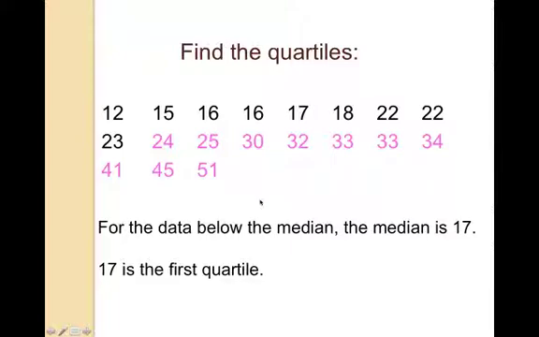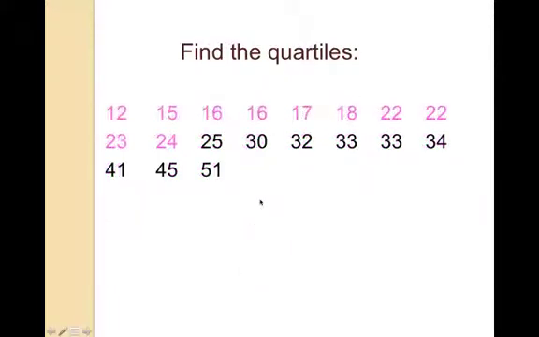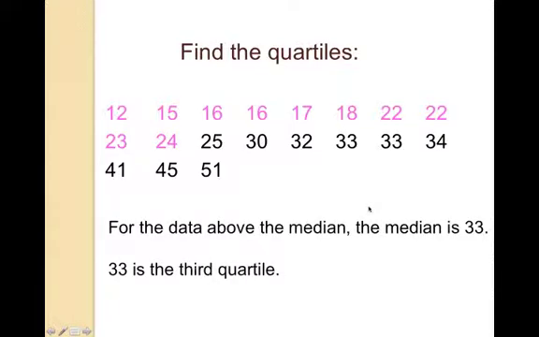Now we're going to do the same thing with the upper end. So everything bigger than 24, everything bigger than the median. We're going to count in 1, 2, 3, 4, 5. The fifth value counting from the max is 33. 1, 2, 3, 4, 5. The fifth value counting in is 33, and so the third quartile is 33.